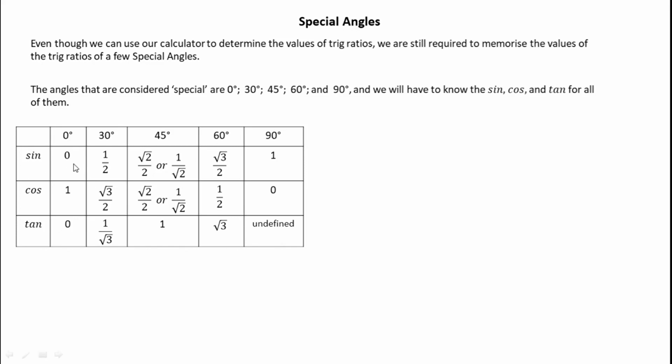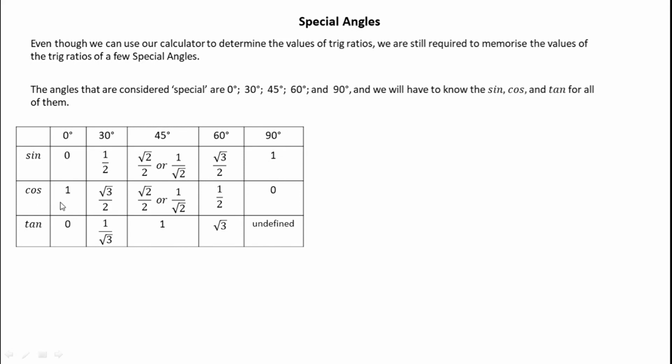The sine of 0 is 0. The sine of 30 is a half. The sine of 45 can be written as root 2 over 2, or it can be written as 1 over root 2. If you want to try those two out on your calculator, you'll see that they're actually exactly the same. The sine of 60 is root 3 over 2. The sine of 90 is 1.